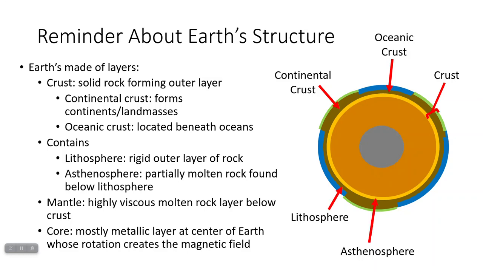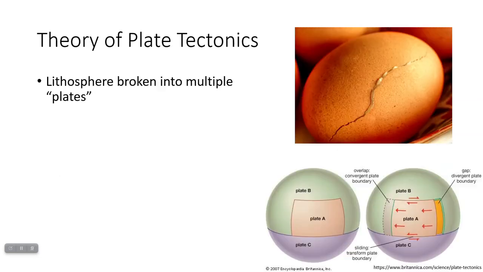So here we see our crust is made of, we have here oceanic and continental crust. Our crust is made of the lithosphere as well as the asthenosphere. Below that, you have the mantle, and then underneath that, you have the core. And so, what we're talking about is the theory of plate tectonics. And remember, in science, a theory has a lot of evidence behind it. It's not hypothetical, it's theoretical, meaning it's something we're fairly certain about.